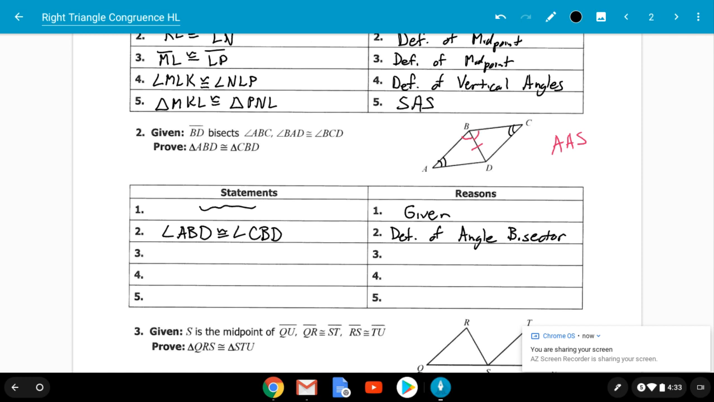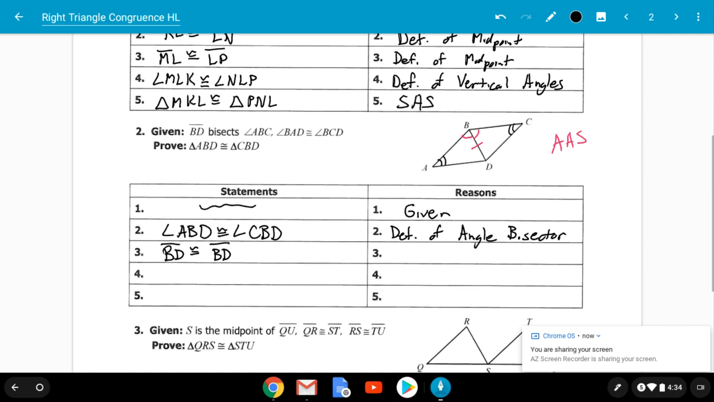If this was a line segment bisecting, instead it would have been a segment bisector. Okay, next part, what else did we do here? We also marked down the shared line. So we would put line segment BD is congruent to itself. And why is that? Hope you remember from the other problem we did. It's the reflexive property.